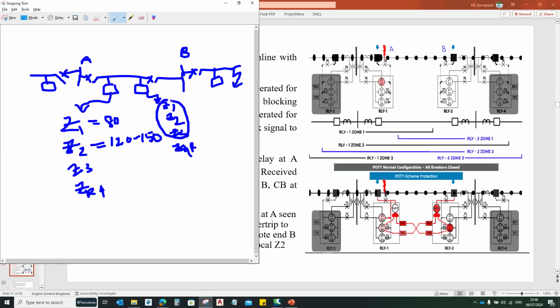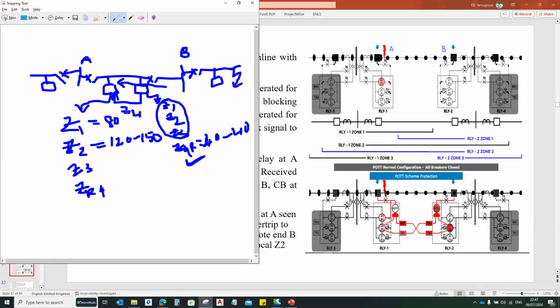Three zones are forward looking zones, so if there is any fault in this direction, they will sense it. Zone 4 will be a reverse looking zone, covering 20 to 40% of the feeder connected to this bus, so as the fault is here, Z4 will activate. As the Z4 is activated, this relay will send information to that relay that Z4 is operated.